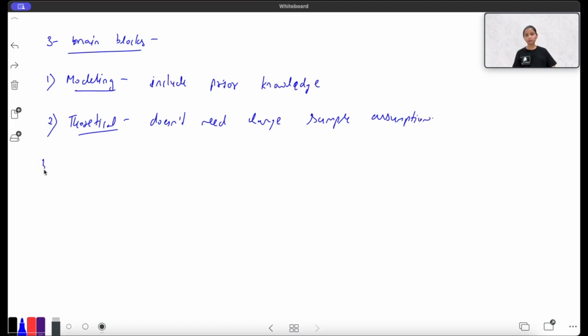And the third thing is computational. In the computational block, how to compute the estimates and other things, we are going to use the Markov chain Monte Carlo method, MCMC, and the Gibbs sampler method. These are the main computational techniques that we are going to use for complicated models of Bayesian inference. So these are the main things that we are going to do: modeling, the theoretical concepts, and the computational concepts of Bayesian inference.